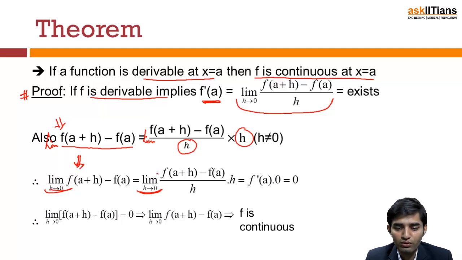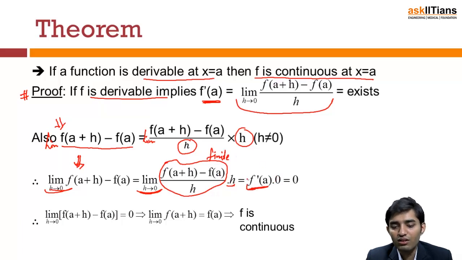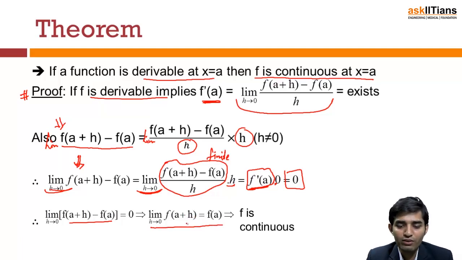So the limit h tending to 0, and this limit is finite. This is some finite value which is equal to f dash a, right? This limit is nothing but f dash a into h, and this h is tending towards 0, so it is into 0. Because h is tending towards 0, this is a fixed finite number multiplied by 0. So a finite number into 0 will be nothing but 0. So this limit is equal to 0. If this limit is equal to 0, I can say from here that limit h tending to 0, f of a plus h will be equal to f of a, and this is nothing but RHL. So I can say RHL is equal to f of a, right?